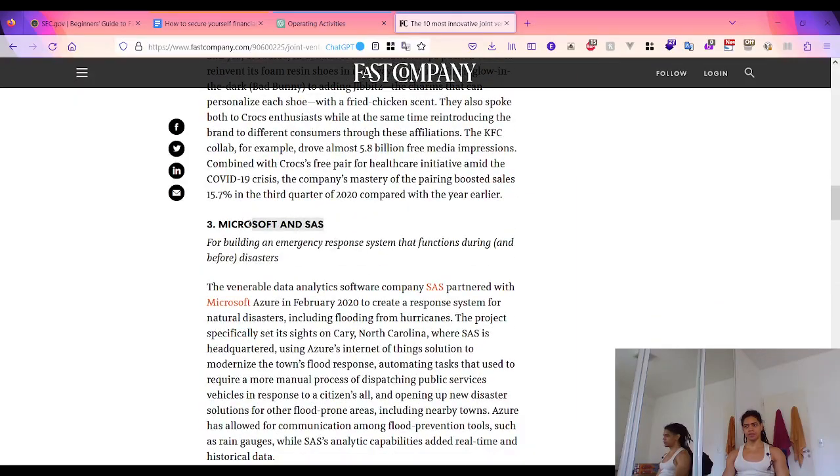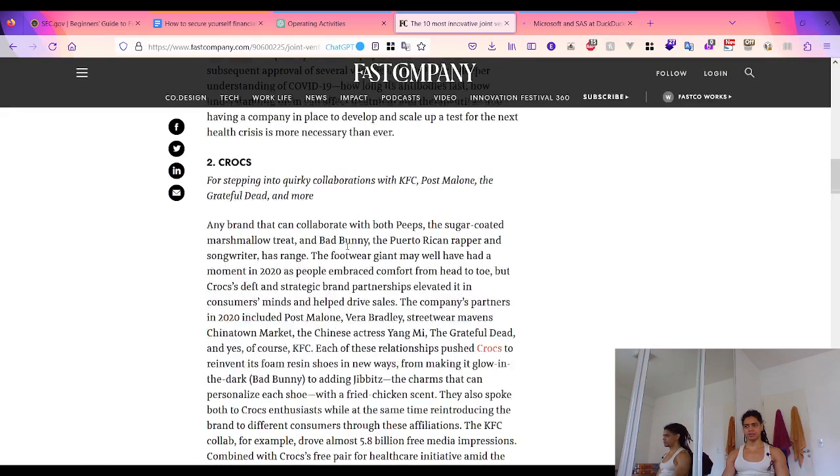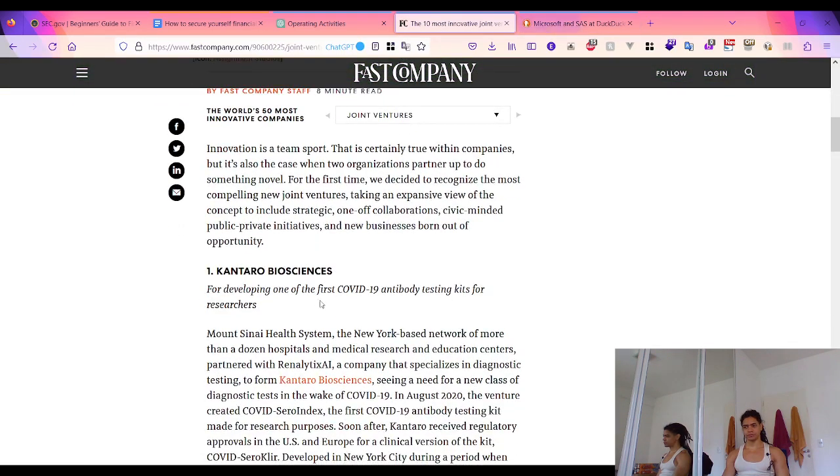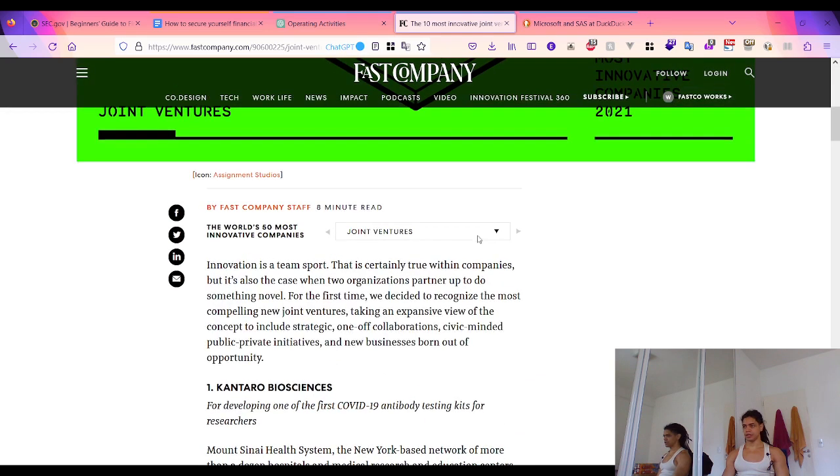So Microsoft and SAS, they announced a joint venture, Cantata Bioscience. Dang, holy crap! Joint ventures. And joint ventures. As part of the industry. Augmented reality and beauty and branding joint ventures.